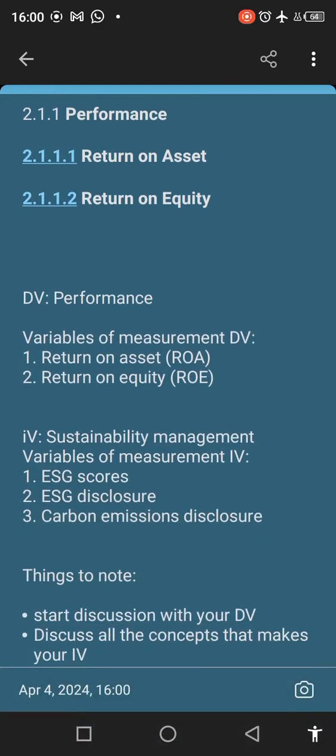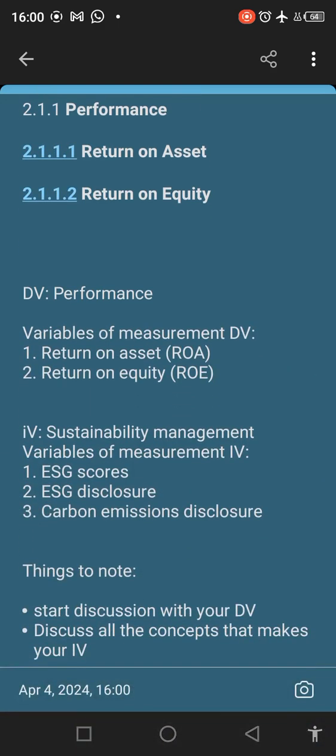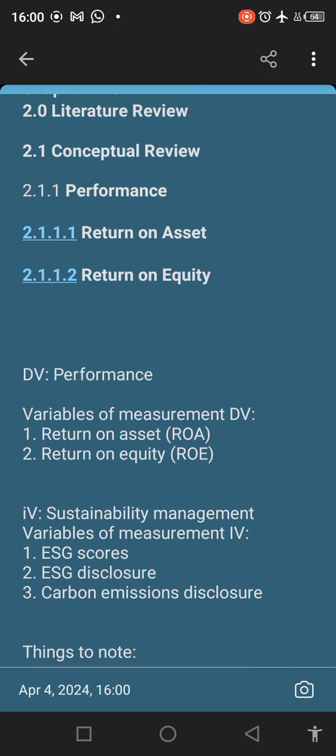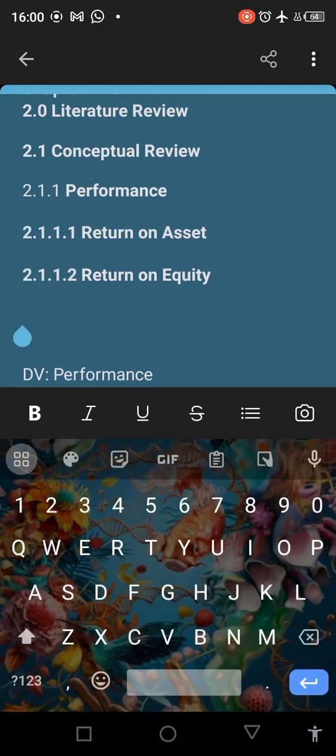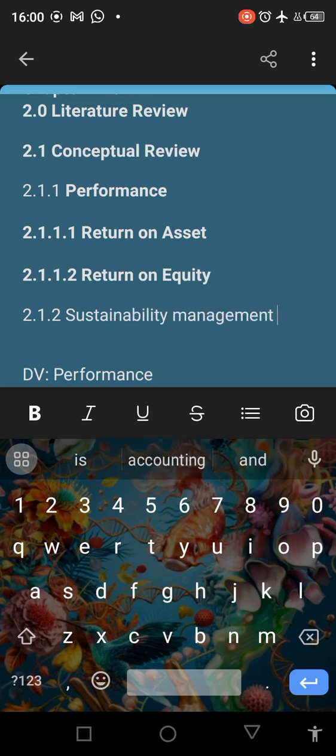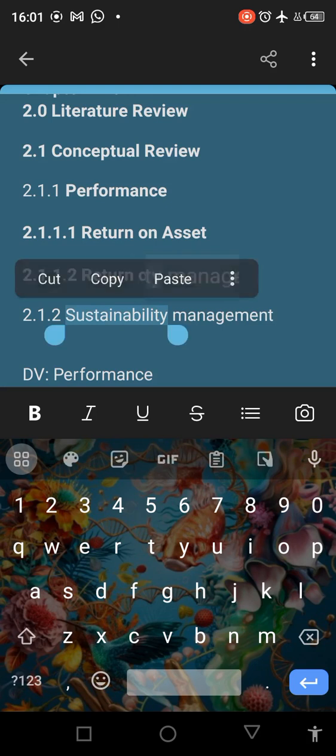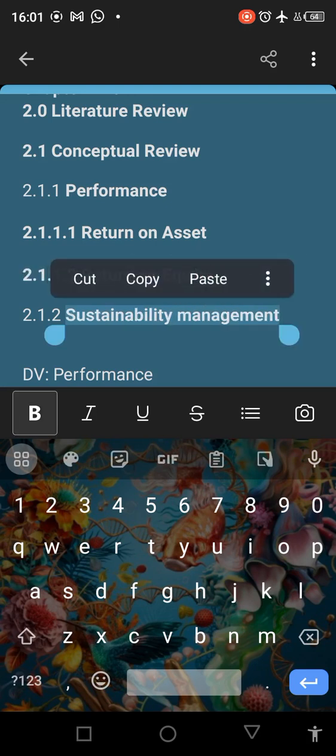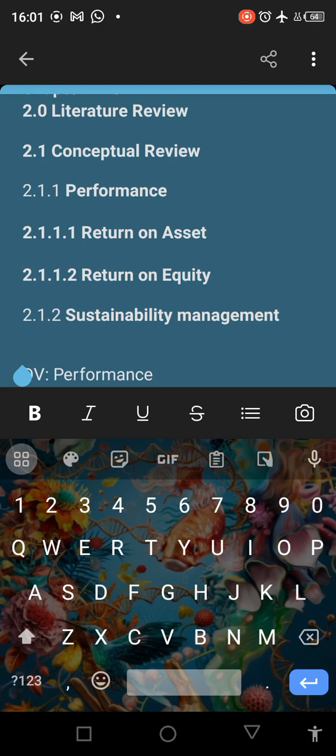What do I have under my independent variable here? I have sustainability management, right? Okay, that's good. I will have here now 2.1.2. And then sustainability management. And then I will bold it. I will discuss everything I want to discuss under sustainability management.